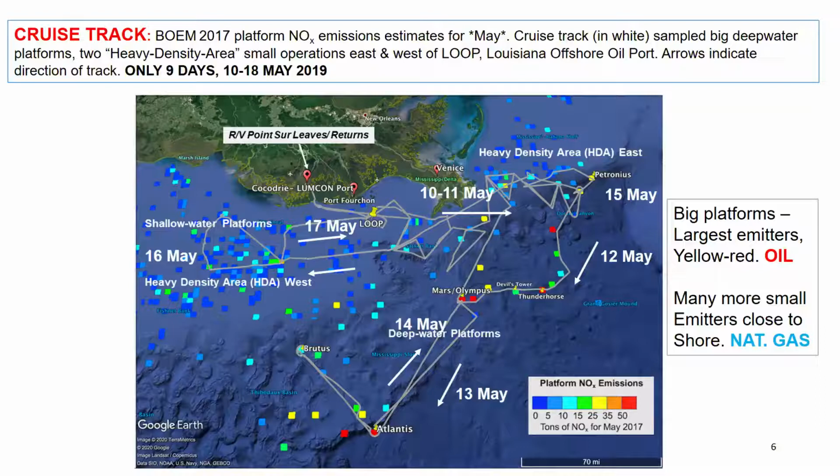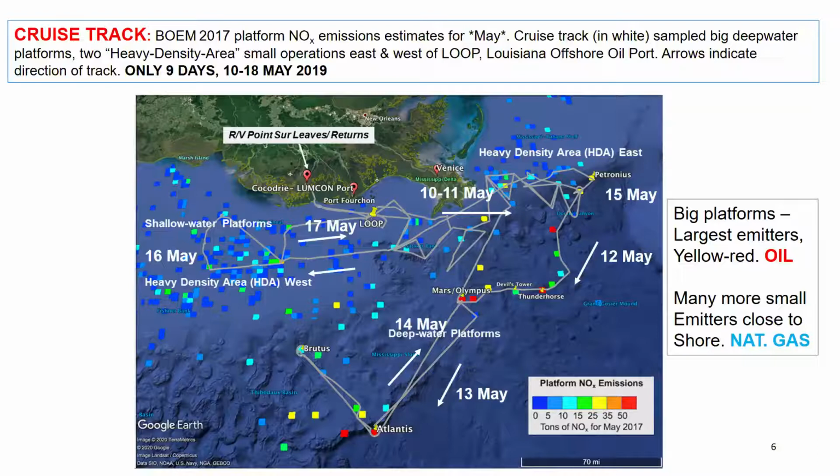Another practical limitation, I don't have time to talk about how hard it was to book the ship, but the other real practical limitation is that we only had funding from BOEM for 9 days of operation. So we had to cover a lot of territory to satisfy the goals that they had. Cocodrie, Louisiana, which got some publicity because the LUMCON port was way underwater in Zeta a few weeks ago, hurricane, is where the ship, the Point Sur, left from.